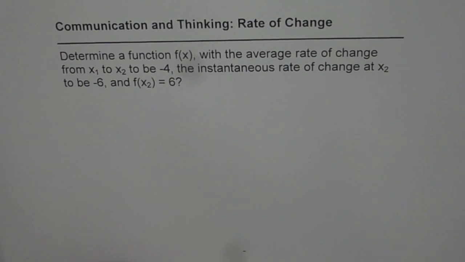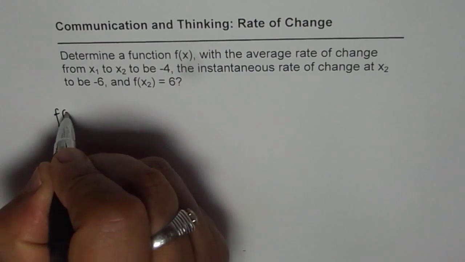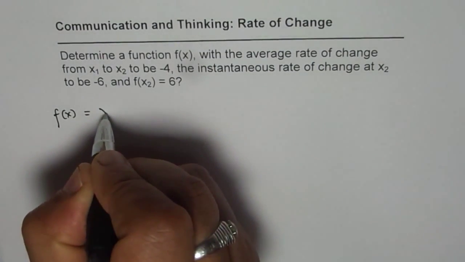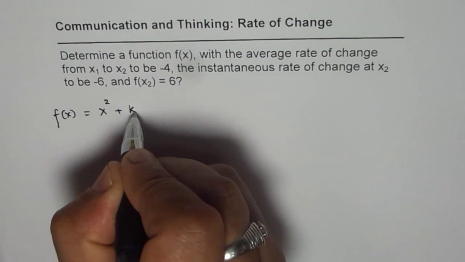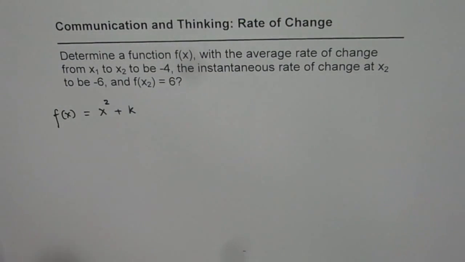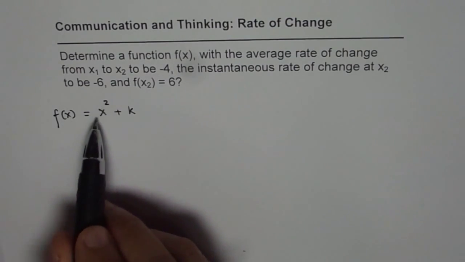Now what we will do is we'll also develop an equation step by step. Let us assume that the function is quadratic. You could assume any particular function, but a quadratic function is simpler to work with. So I'm taking a very simple quadratic function f of x equals x squared plus, let us say, some constant k. Now what is the instantaneous rate of change for a quadratic function?